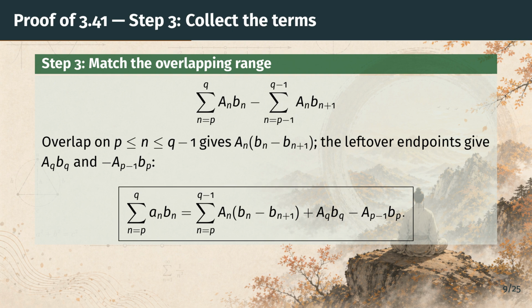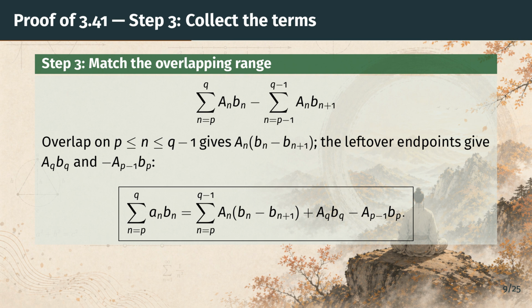Now we line up the two sums. On the overlapping range, from p up to q minus 1, each capital A sub n appears in both sums, so we combine them to get capital A sub n times the difference b sub n minus b sub n plus 1. Two terms are left over. The first sum contributes its top term, capital A sub q times b sub q. The second sum contributes its bottom term, capital A sub p minus 1 times b sub p, with a minus sign.